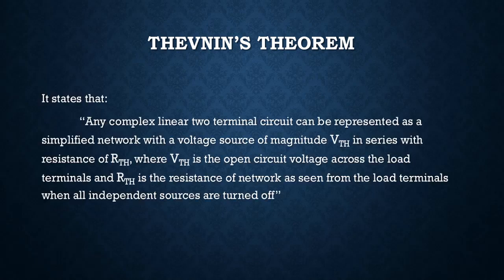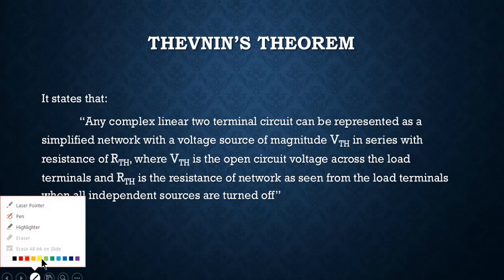So what this theorem states is that any complex linear two-terminal circuit can be represented as a simplified network having a voltage source of magnitude V Thevenin in series with a resistance of R Thevenin, where V Thevenin is the open circuit voltage across the load terminals and R Thevenin is the resistance of the network as seen from the load terminals when all the independent sources are turned off. First of all, let's talk about what Thevenin's theorem is, right?